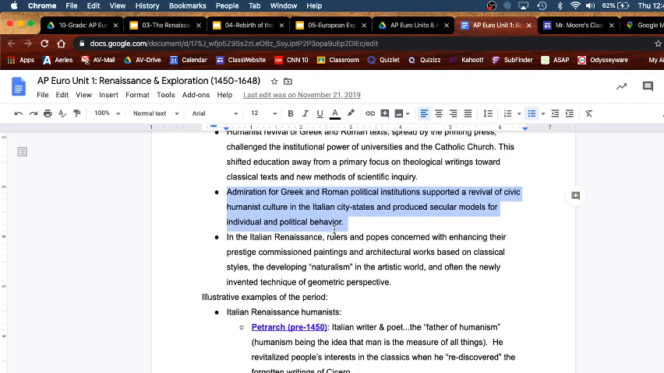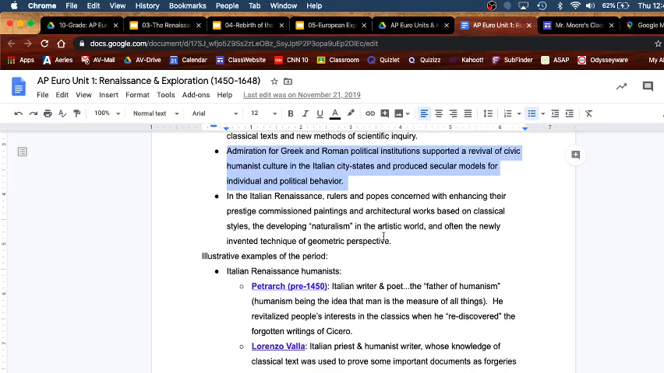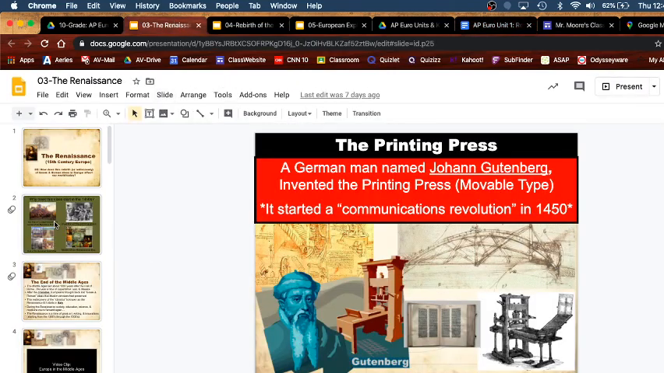Admiration for Greek and Roman political institutions supported a revival of civic humanist culture in the Italian city-states and produced secular models for individual and political behavior.